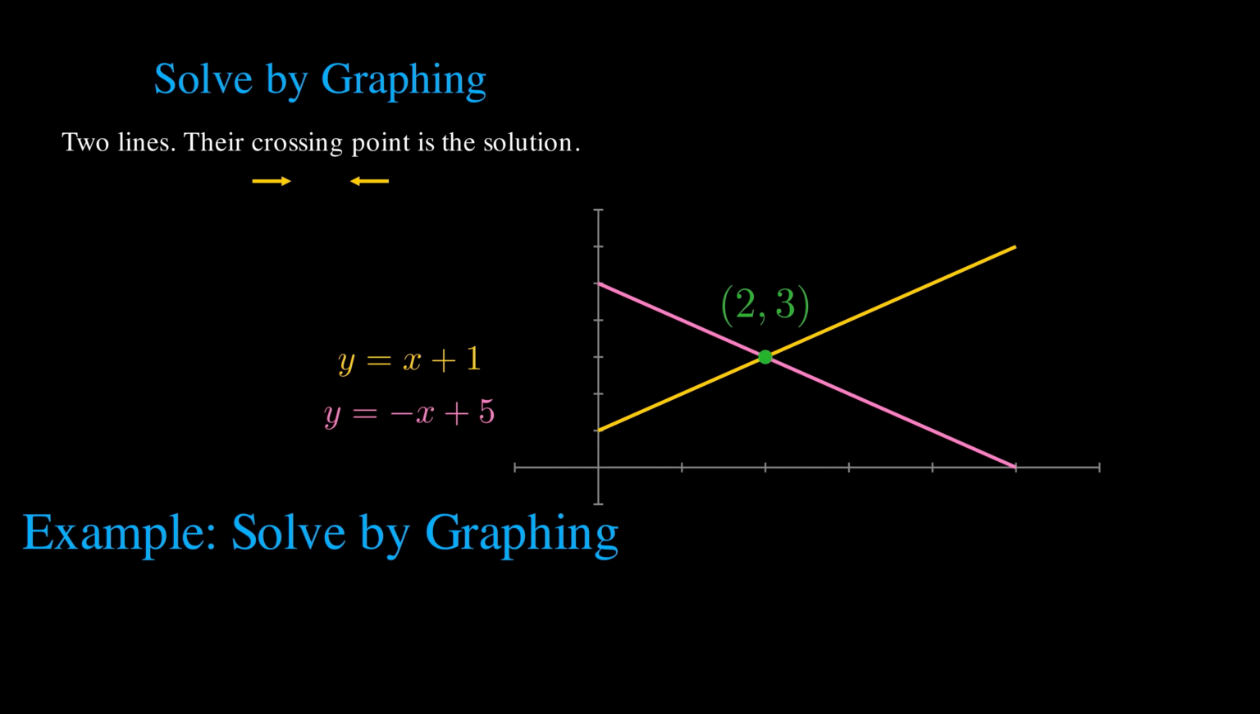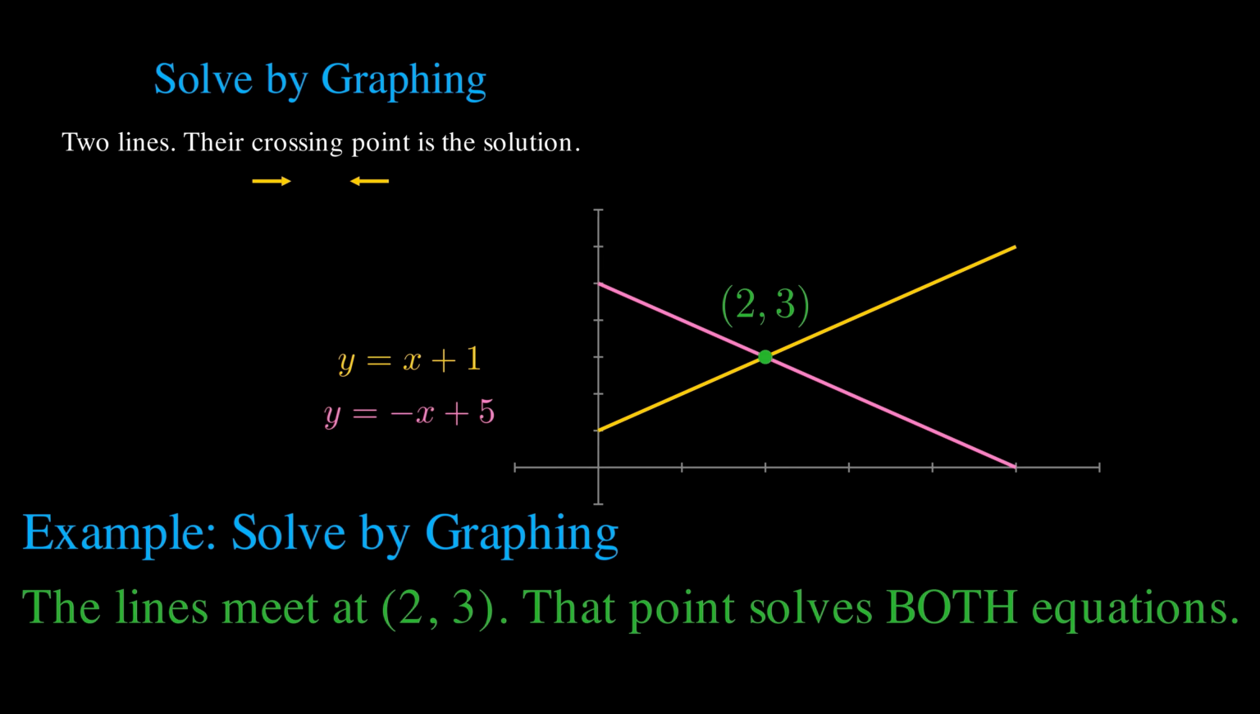The two lines cross at the point 2, 3. That means when x is 2, y is 3, and both equations are true. So the solution to this system is 2, 3. When you solve a system by graphing, remember, graph both lines, find where they intersect, and read the point. That intersection is always the solution.